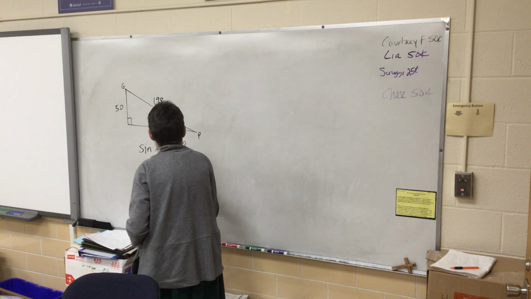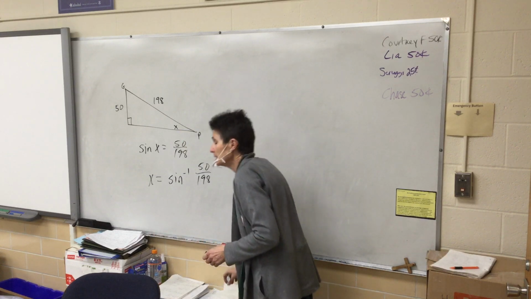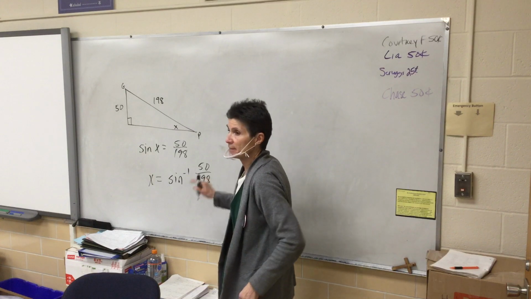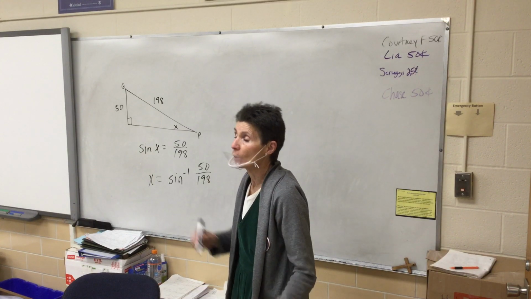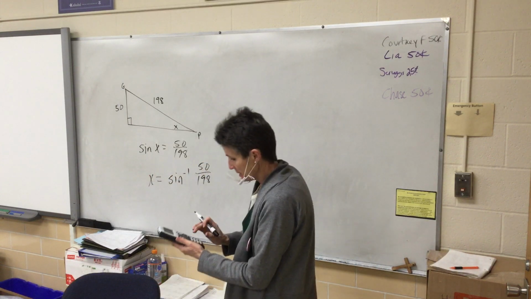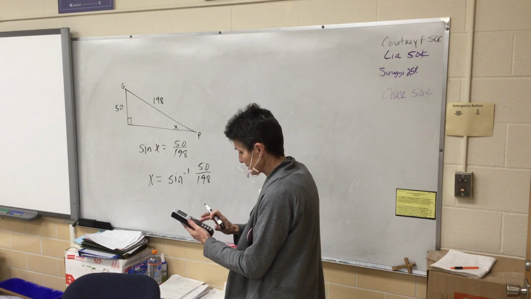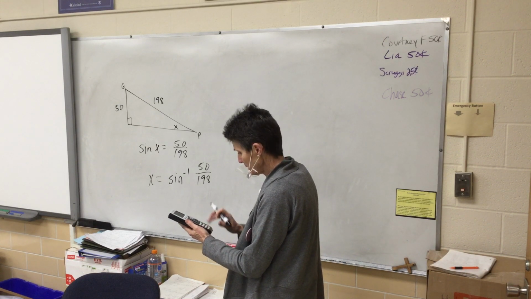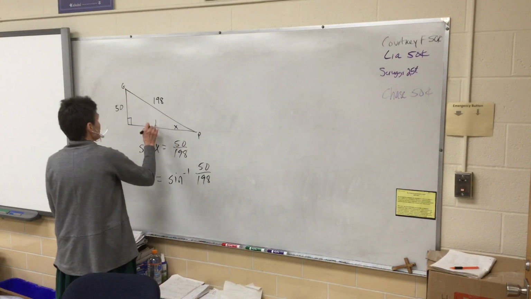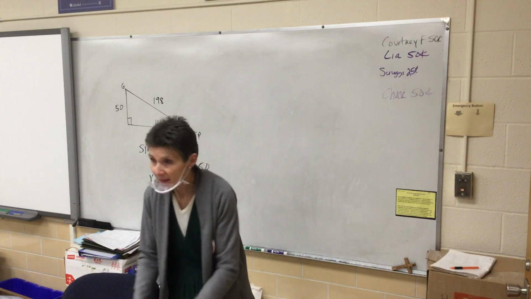Or second sine. Anytime you are finding an angle, that is going to be your button. Or second tangent, second cosine, whatever it is. So our answer is, make sure I'm in degrees, I am. So second sine, 50 divided by 198. 14.63 degrees. Everybody okay with that?